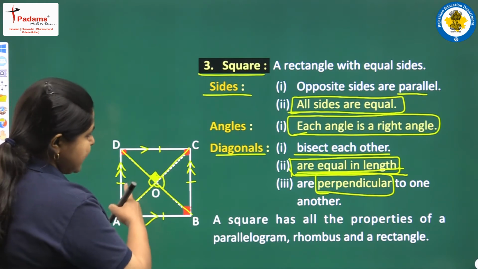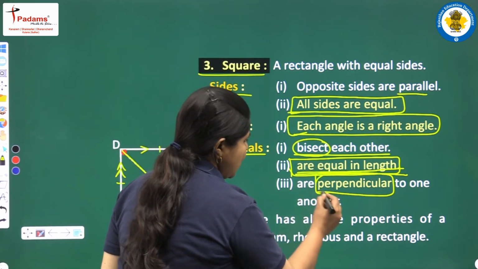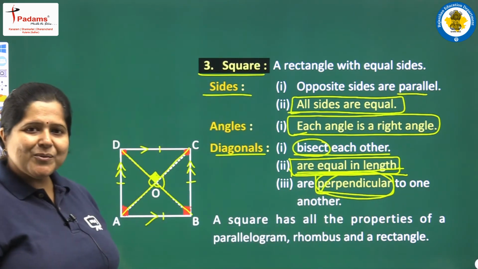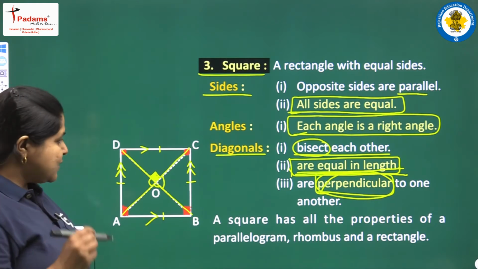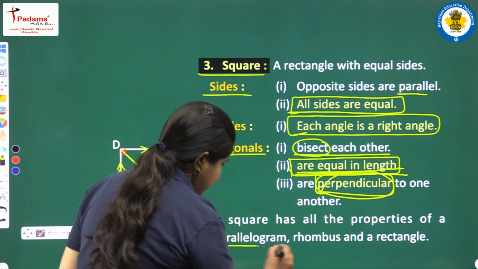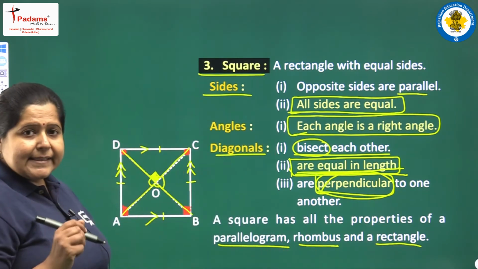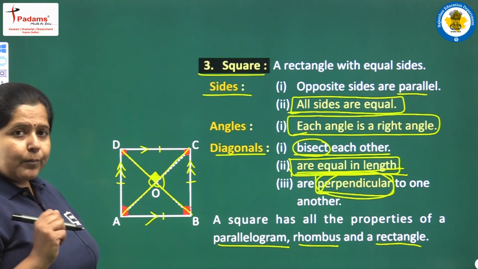So we can see that the diagonals again not only bisect each other, but also they are perpendicular to each other. With this we conclude that a square has all the properties of a parallelogram, rhombus and a rectangle. At this stage, let me compare it with a rhombus.